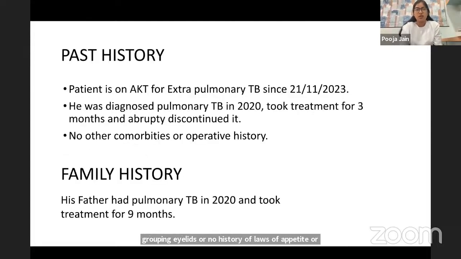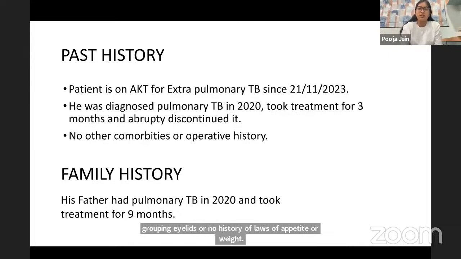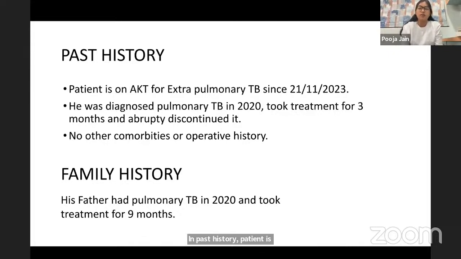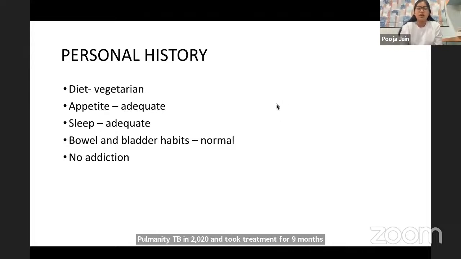In past history, the patient is on AKT for extrapulmonary TB since 21 November 2023. He was diagnosed with pulmonary TB in 2020. He took treatment for 3 months and then abruptly discontinued it. There are no other comorbidities or operative history. In family history, his father had pulmonary TB in 2020 and took treatment for 9 months. In personal history, the patient is vegetarian with adequate appetite and sleep. His bowel and bladder habits are normal with no addiction.